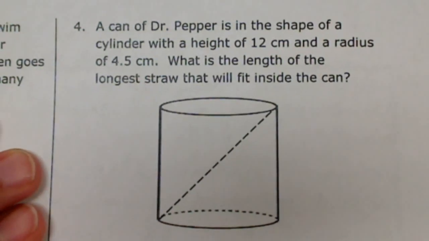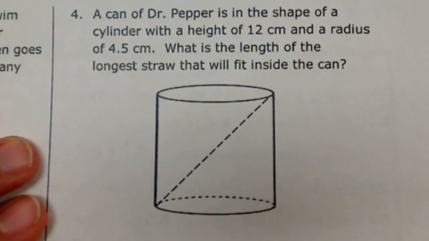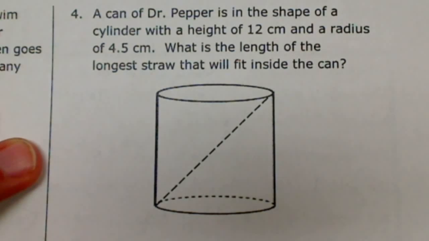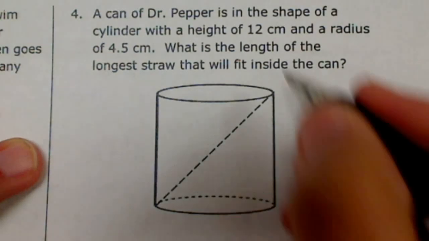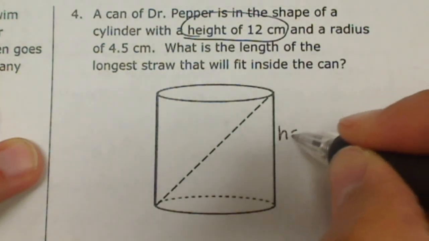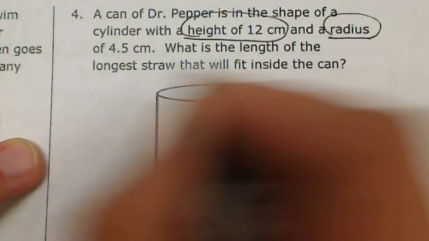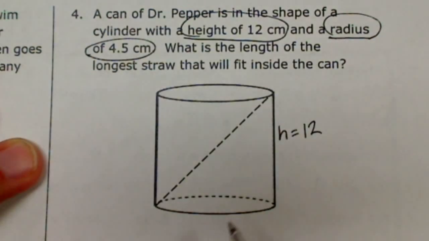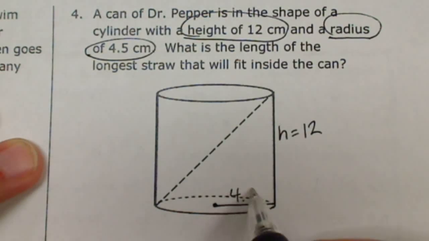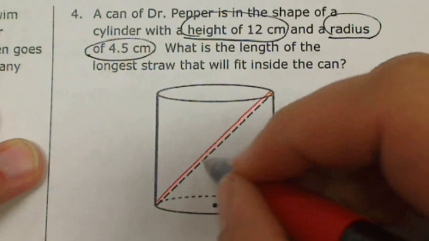A can of Dr. Pepper is in the shape of a cylinder with a height of 12 centimeters and a radius of 4.5. What is the length of the longest straw that will fit inside the can? So let's label what we know. We know the height is 12 centimeters, so on my can, I know this is the height, so I'm going to label that 12. The radius is 4.5. I know that the radius is from the center of the circle, so that's going to be 4.5. And they want us to calculate the straw, which is this dashed line right here.